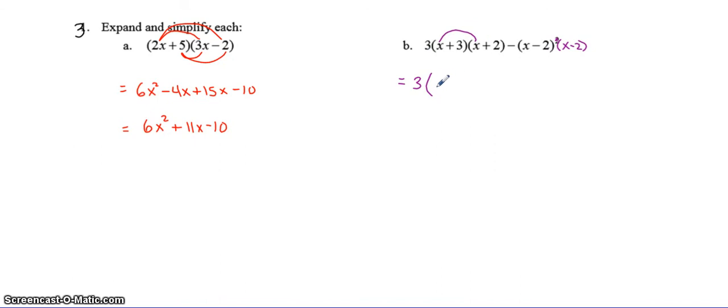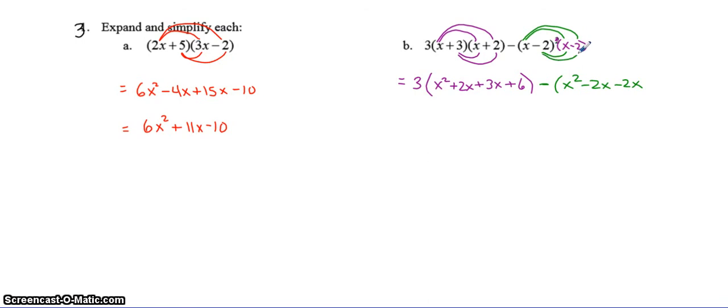So x times x is x squared. X times 2 is 2x. 3 times x is 3x. 3 times 2 is 6. In the second part of the question, just leave the negative for now and FOIL these two brackets. X times x is x squared. X times negative 2 is negative 2x. Negative 2 times x is negative 2x. Negative 2 times negative 2 is positive 4.